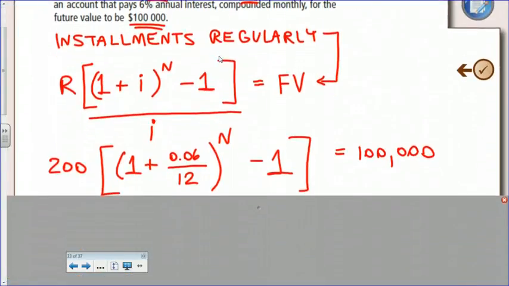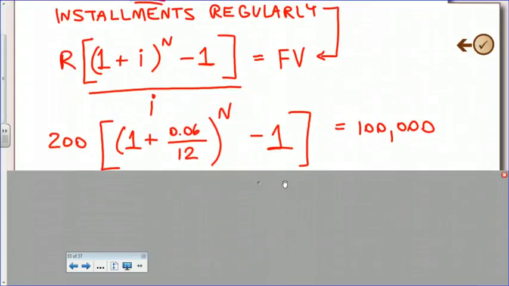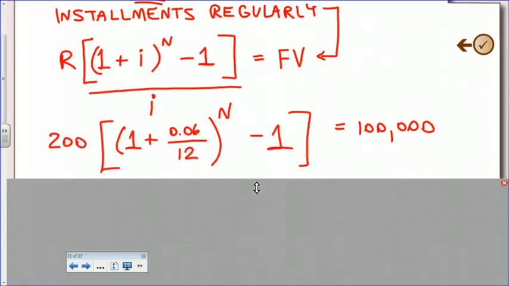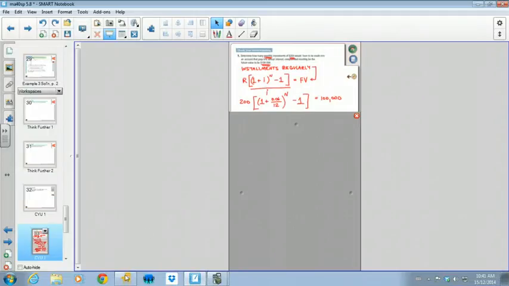Okay, so algebraically, what comes next? What would make sense in this question? Simplify with some brackets, absolutely. What else? Divide both sides by 200. Yeah. Okay, so I'll let you get ahead of me. Go and solve for n. Solve for n.